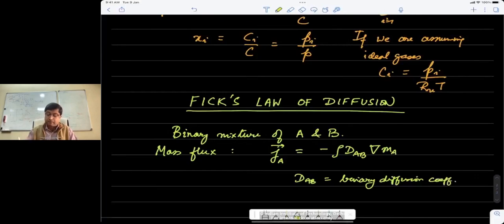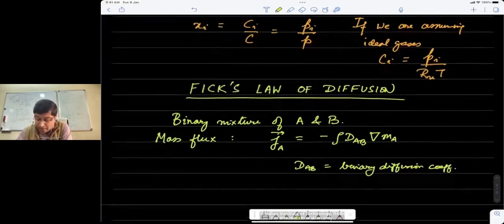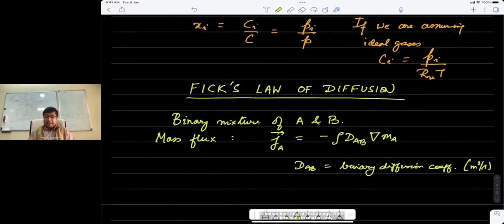And this number actually came way back, especially when we were looking at the Schmidt number. Its units are meter squared per second. So it's the binary diffusion coefficient, sometimes also called mass diffusivity, and mass diffusivity is more commonly used. I would not say just diffusivity because then it gets confused with something else. But yeah, it's mass diffusivity.